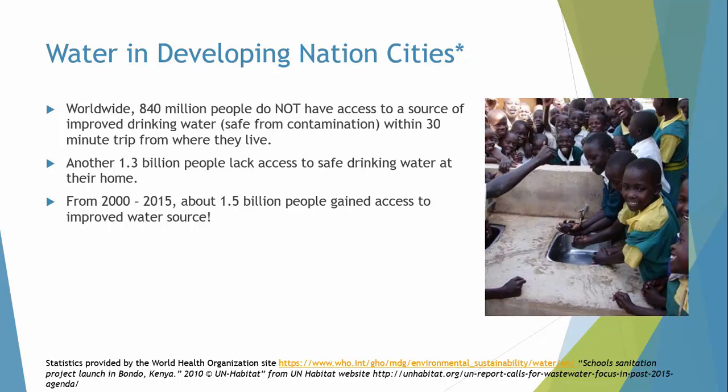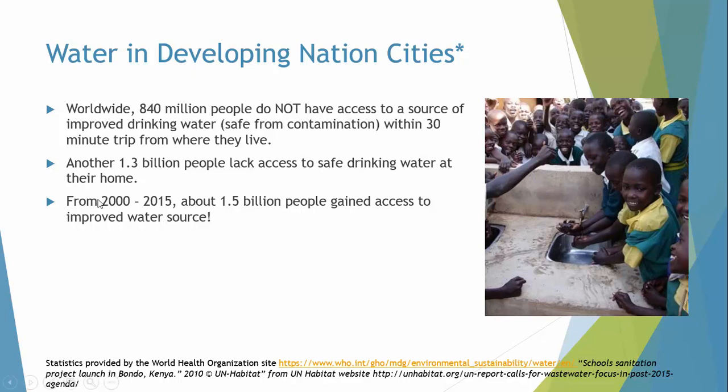Another 1.3 billion people do not have access to safe drinking water at their home, so maybe nearby. So example here, you see all of these folks gathering around a faucet of water. So all of these people are sharing this source of water, and so they have access to it near their home, and they can get to it in less than 30 minutes, but it's not in their house.